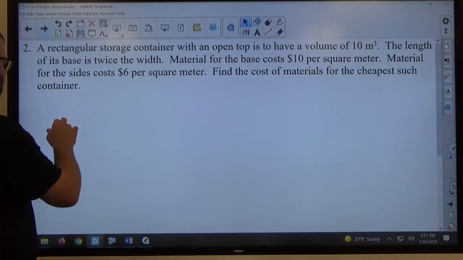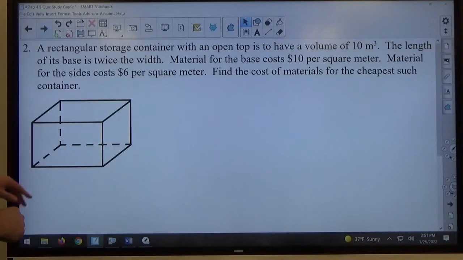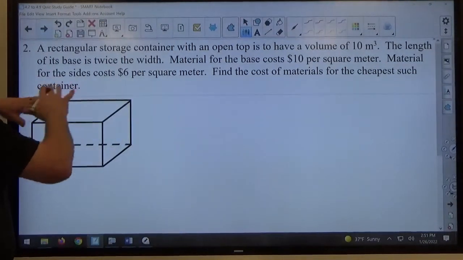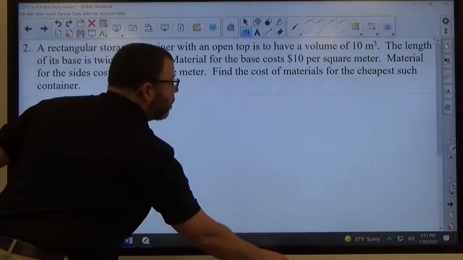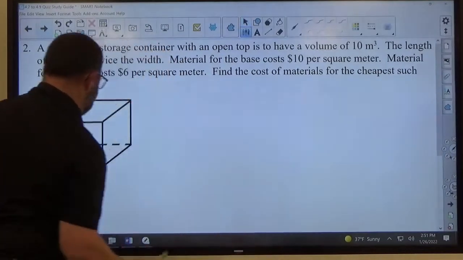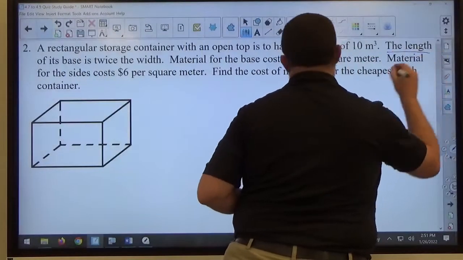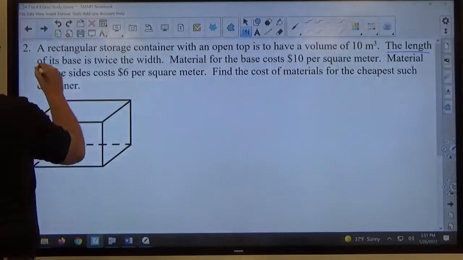First of all, it's an open-top container, so if we take a look at this picture here, the fact that it has an open top means the top doesn't create any surface. So as far as surface area is concerned, we don't care about the top. It says the length of its base is twice the width.